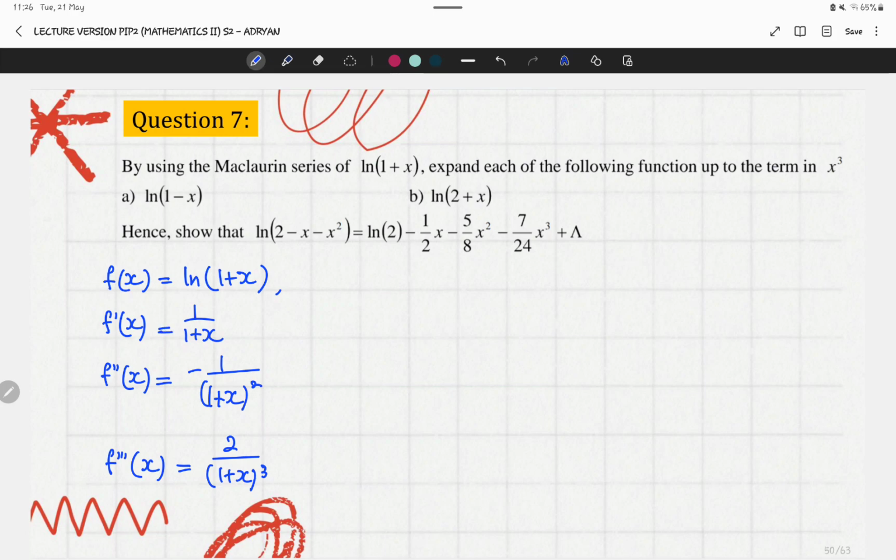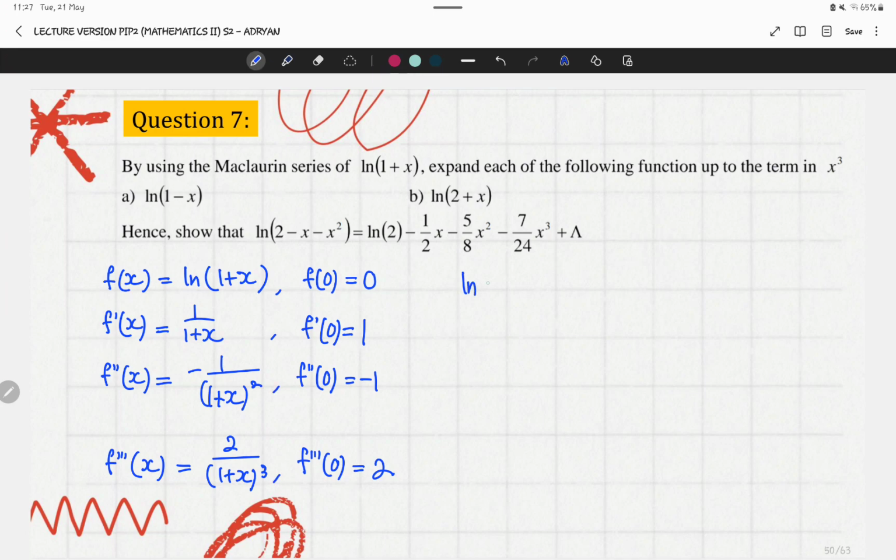Now for Maclaurin, we know that we substitute a equals 0, x equals 0. So ln 1, you get 0. f prime 0, you should get 1. f double prime 0, you get negative 1. And f triple prime 0, you get 2. So this is just your solving.